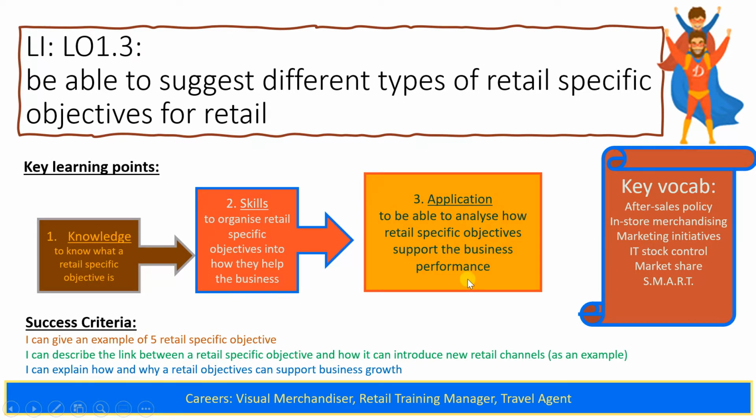support the business performance. The vocabulary for this particular lesson, we're looking at some extra words like after sales policy, in-store merchandising, marketing initiatives, IT stock control, market share, and one we've come across before is the SMART acronym: specific, measurable, accurate, realistic, and time relevant.